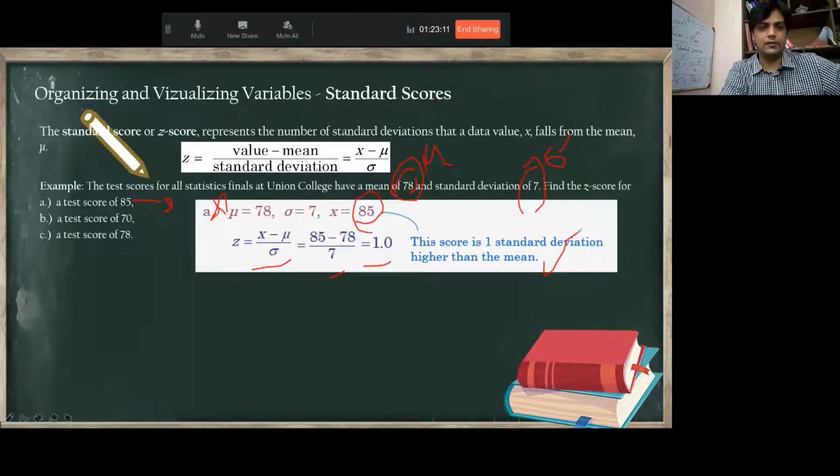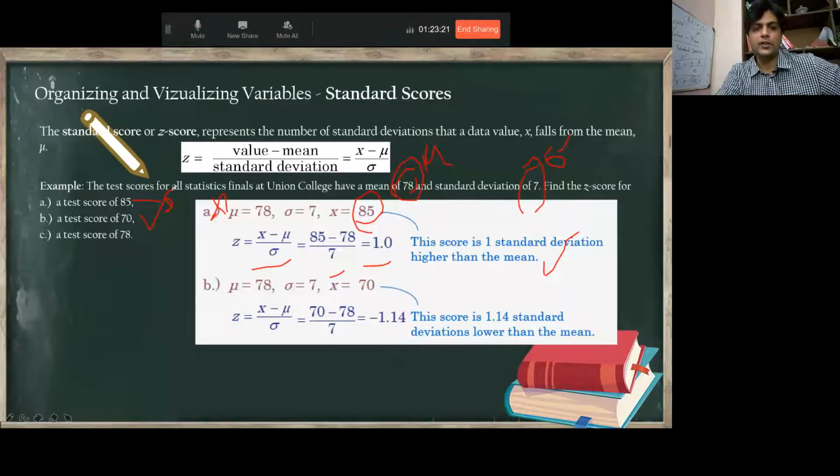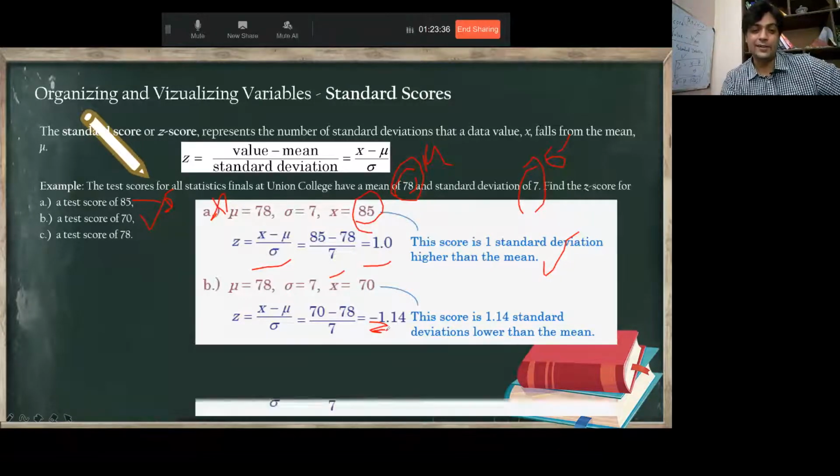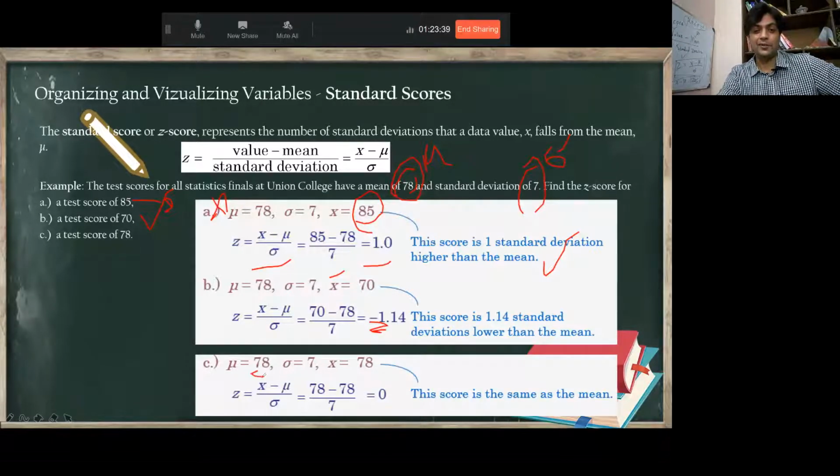Similarly, you can draw this: how many people are less than 70, or what test score falls under 78. See, for 70, this is less than the mean, so it gives us a negative sign. This means this score is 1.14 standard deviation points less than the average of the class. And when it's equal, it's 0, which means their score is the same as the mean. Do you understand this?